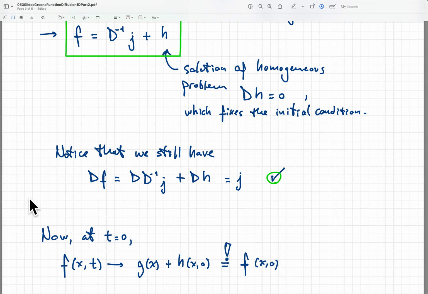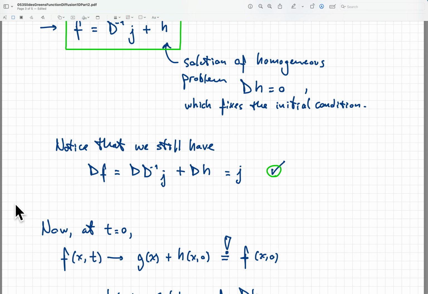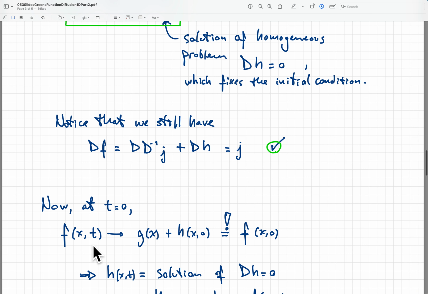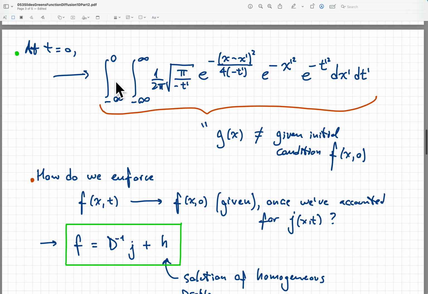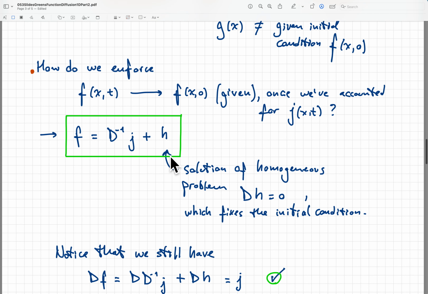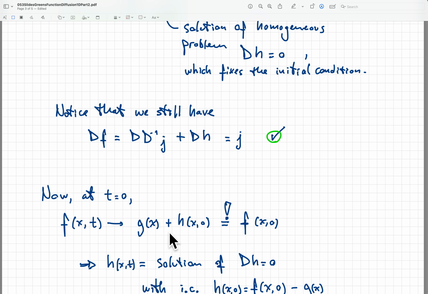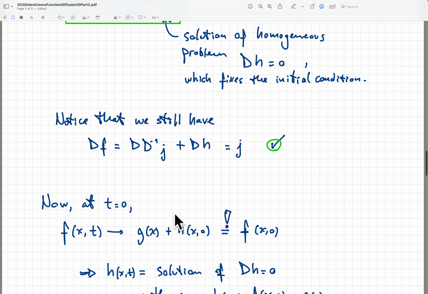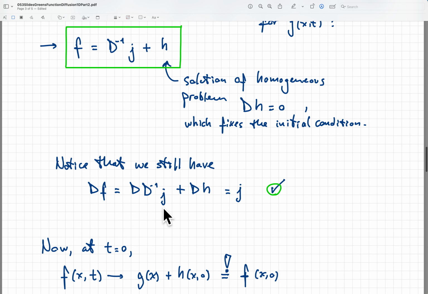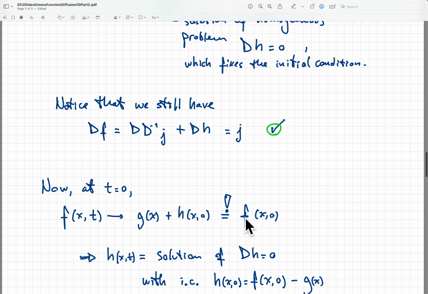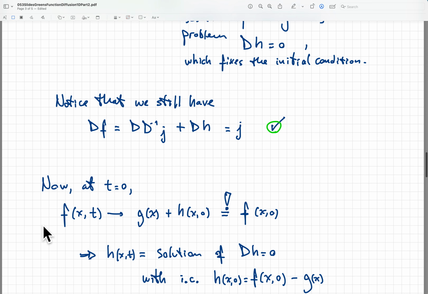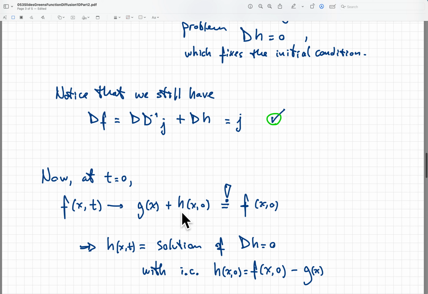Now, when you evaluate our new solution at t equal to 0, then you get f of x comma t going to our g of x, which we defined above, which is basically whatever the Green's function part of the solution converges to. And so that's going to give us our function g of x, plus some h of x comma 0, which is to be determined, which we haven't said what it is yet. And we want that to be equal to the given f of x comma 0. So this is a piece of information that's given to us. This g of x is imposed on us by the Green's function part of the solution. And so this is what we need to fix in order to finally solve the problem.